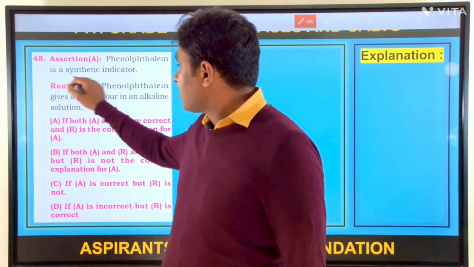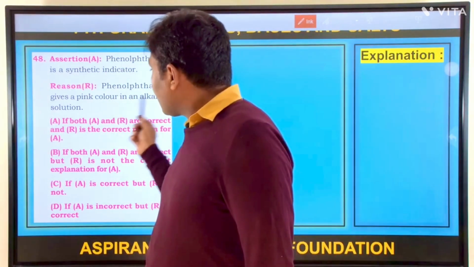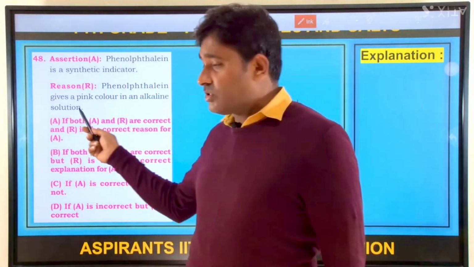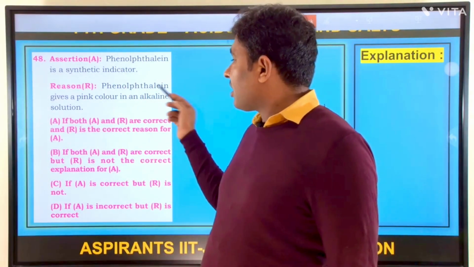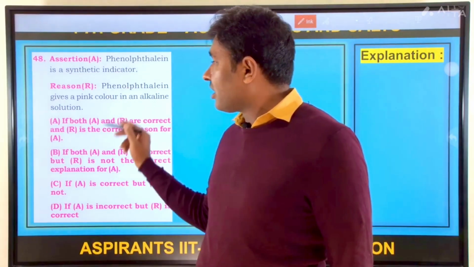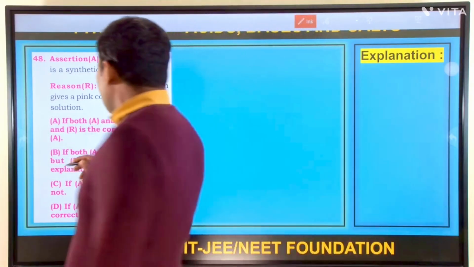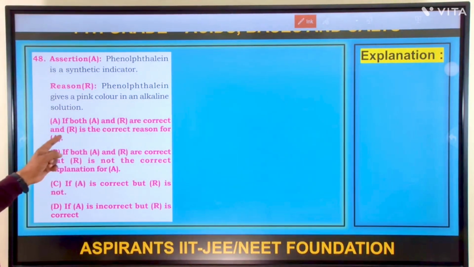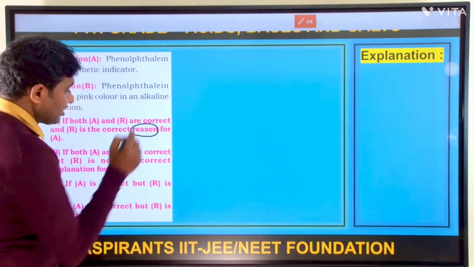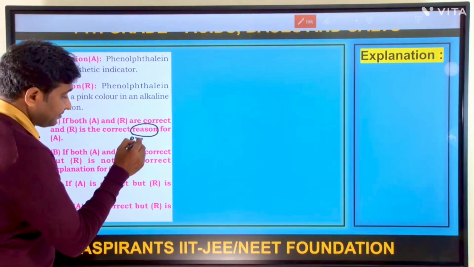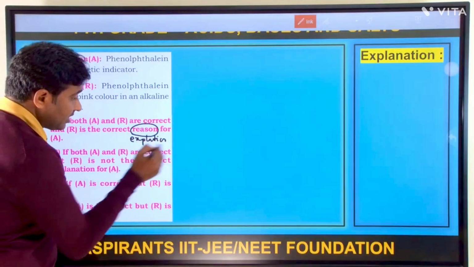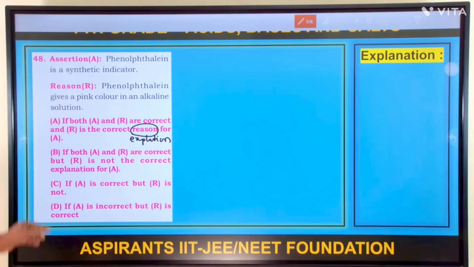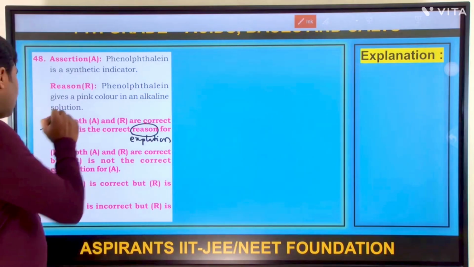So phenolphthalein is a synthetic indicator. Phenolphthalein gives a pink color in alkaline solutions. Yes, it gives a pink color in basic solutions, and it is colorless in acidic solutions. So here the options are given: assertion and reason both are correct, and the reason is the correct explanation for the assertion. This is correct. The first one is the correct option.